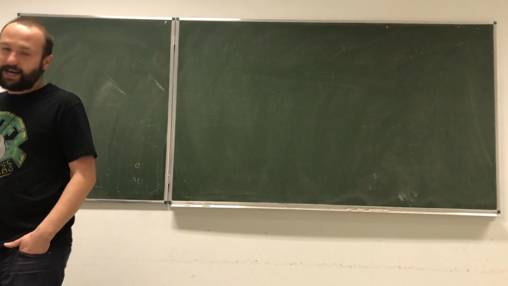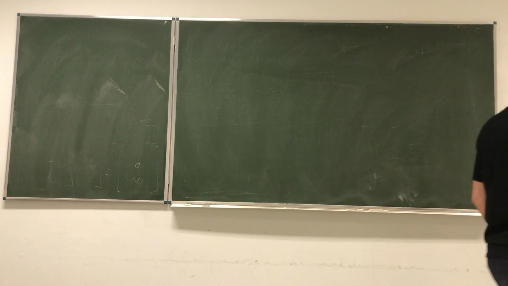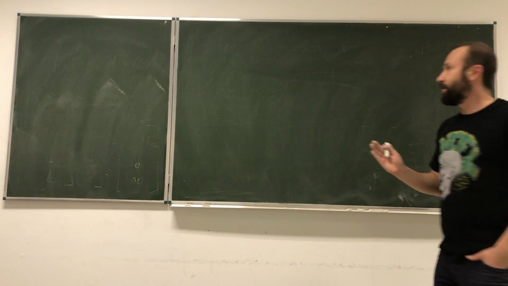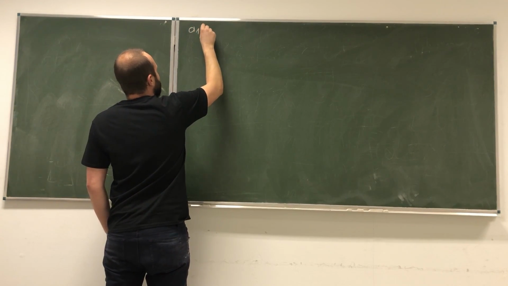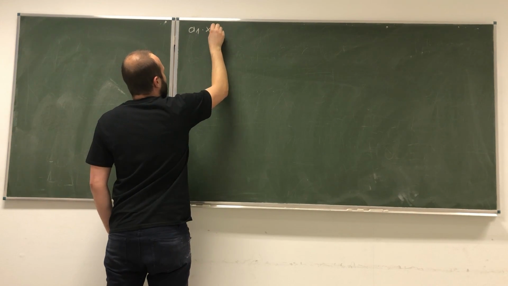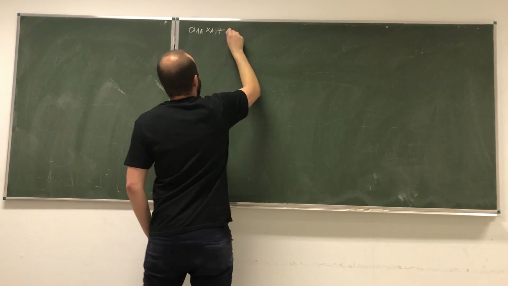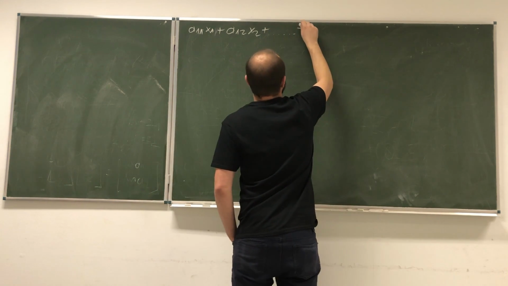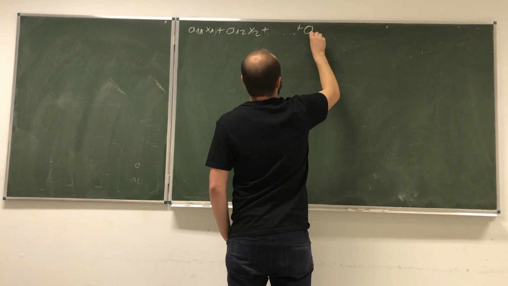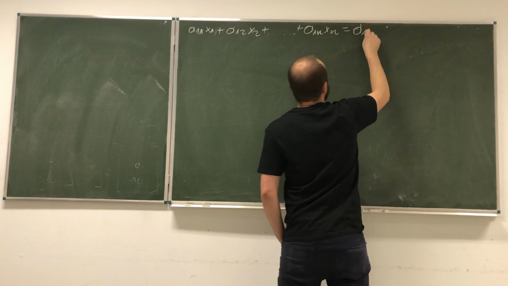This more general task is to solve system of n simultaneous equations with n variables. So our system would look like this: a11 times x1 plus a12 x2 plus, until we would go to a1n xn, and this is equal to some d1.